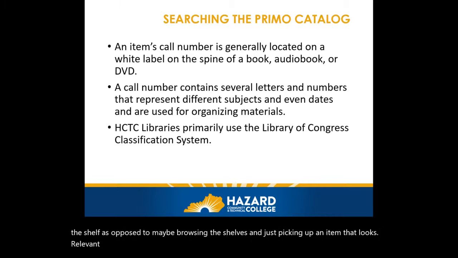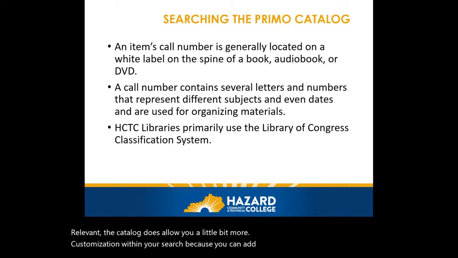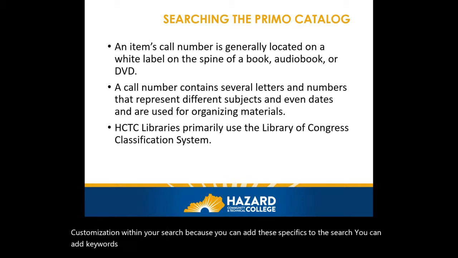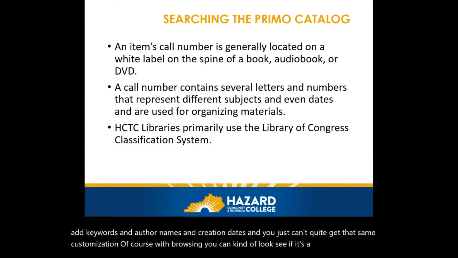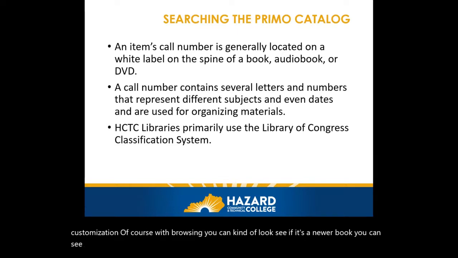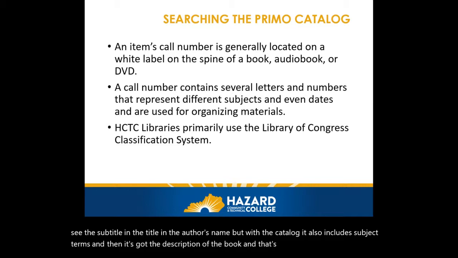The catalog does allow you a little bit more customization within your search because you can add these specifics to the search. You can add keywords and author names and creation dates, and you just can't quite get that same customization with browsing. Of course, with browsing, you can kind of look to see if it's a newer book. You can see the subtitle and the title and the author's name, but with the catalog, it also includes subject terms, and then it's got the description of the book, and that's all searchable within the catalog.